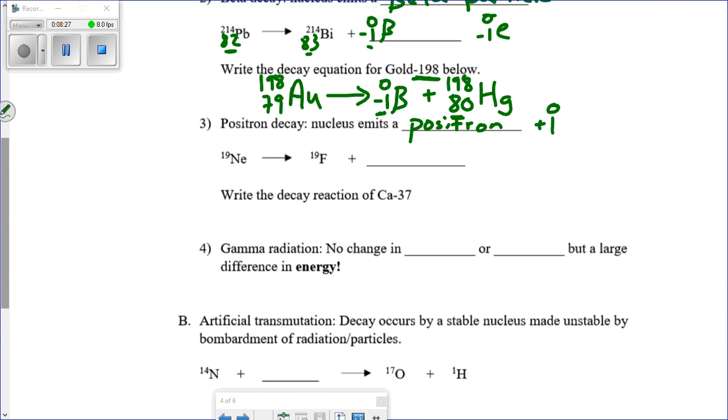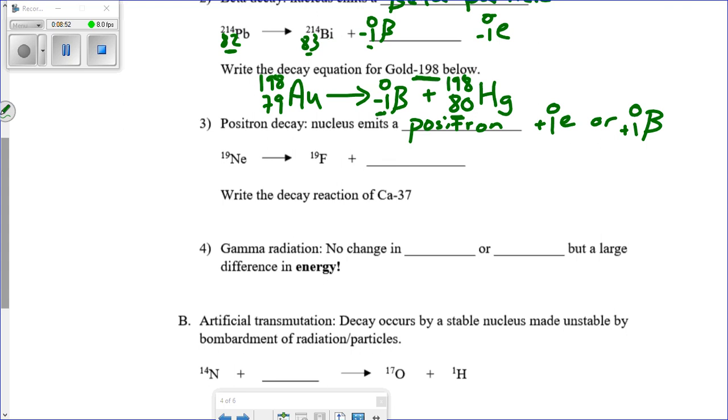That is not a proton, though, remember, because a proton would have a mass. A positron is basically just a positive electron. The symbol for it is 0 over +1 e, or 0 +1 with a beta there. So again, it looks very, very similar to beta decay, except instead of -1, it's +1.